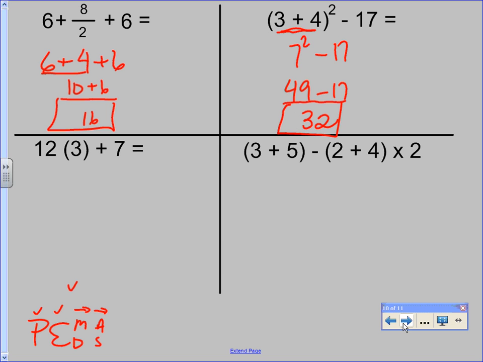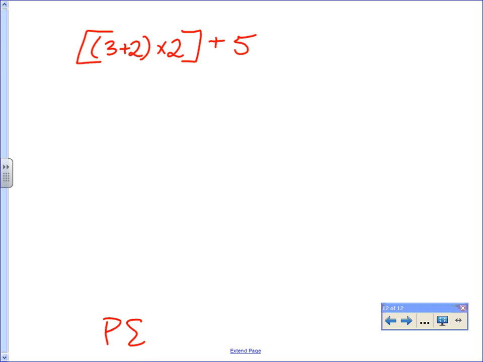Okay, so those are some harder examples. And then I'm going to go ahead and show you guys what happens when you have multiple sets of brackets. So you might have something like this. Okay, so what we see here, and again, we're doing parentheses first, exponents, then multiply and divide, add and subtract left to right. So what we see here is two different sets of brackets. We've got an outer set of brackets here and then an inner set of parentheses.